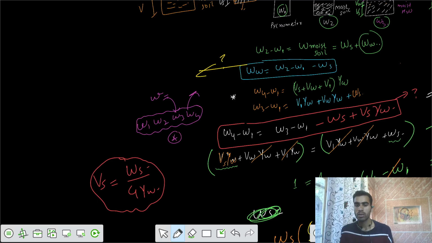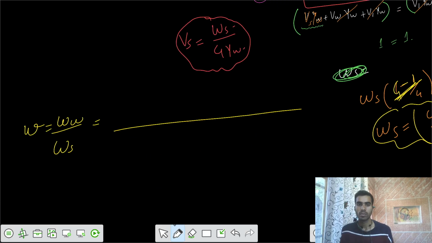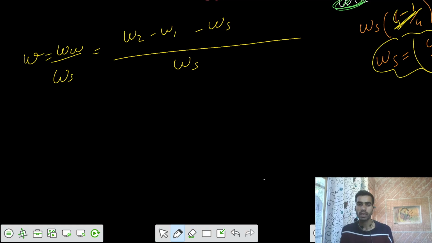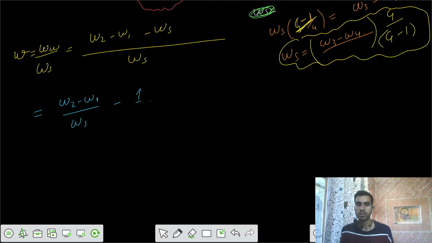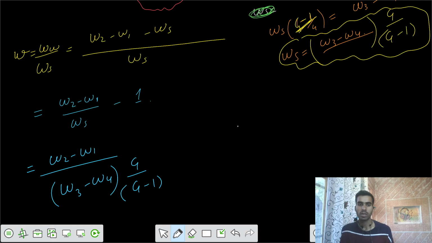W2 minus W1 minus WS, and we have this divided by WS. So from this we can simplify it this way: we have W2 minus W1 divided by WS, then minus 1. Now we need to substitute the weight of solids. So W2 minus W1 divided by weight of solids, which is W3 minus W4, into G by G minus 1, and minus 1.